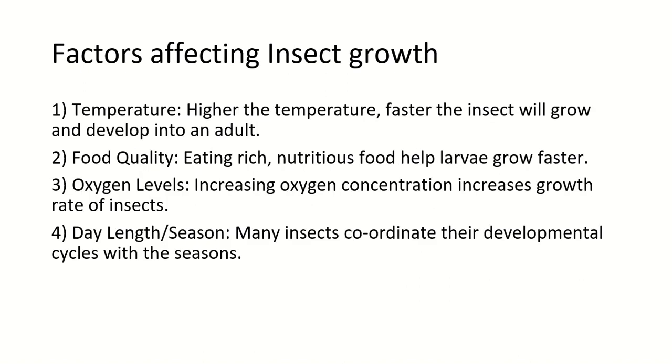The factors affecting insect growth are: first, the temperature. The higher the temperature, the faster will be the growth of the insect and it will develop into an adult faster. The life cycle would be short. Food quality. Rich, nutritious food will help the larvae to grow faster. Oxygen level. An increase in oxygen concentration increases growth rate. Day length or season. There will be seasonal variation in the life cycle of various insects.